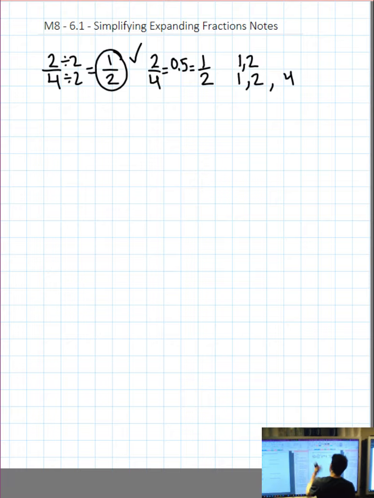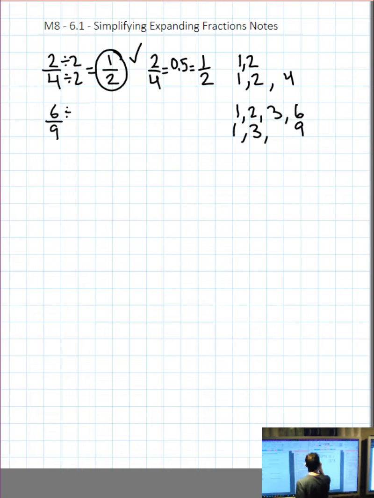In that case, it just happened to be that we divided the top and the bottom by one of the numbers in the fraction, but that's not always going to be the case. Let's take a look at 6 over 9 and decide on how to simplify that fraction. Well, we have to divide the top and bottom by the greatest common factor. The numbers that go into 6 are 1 and 6, and 2 and 3. And the numbers that go into 9 are 1 and 9, and 3 and 3.